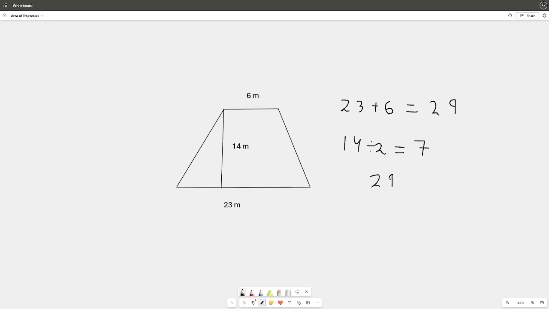We're going to do 29 times 7. We got our two numbers from adding the bases, then we got our number from dividing the height by 2. So we can just multiply those two numbers. This is the last step that you do. So 7 times 9 would give us 63. So let's write the 3 down here, and we're going to carry over the 6. And then 7 times 2 is 14. Plus the 6, that gives us 20. All right. So that's going to give us an answer of 203 meters squared. And that is the final answer.